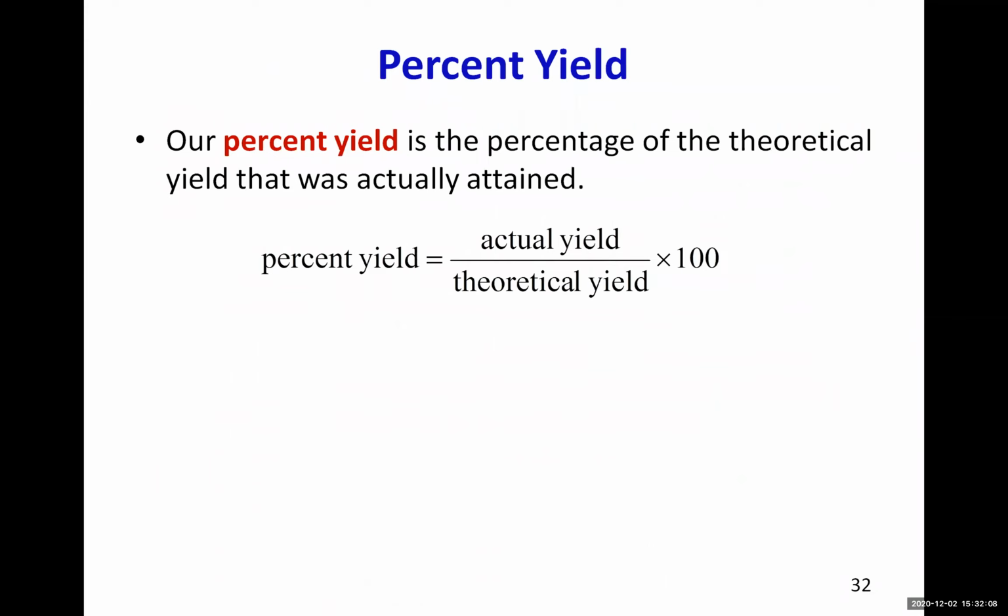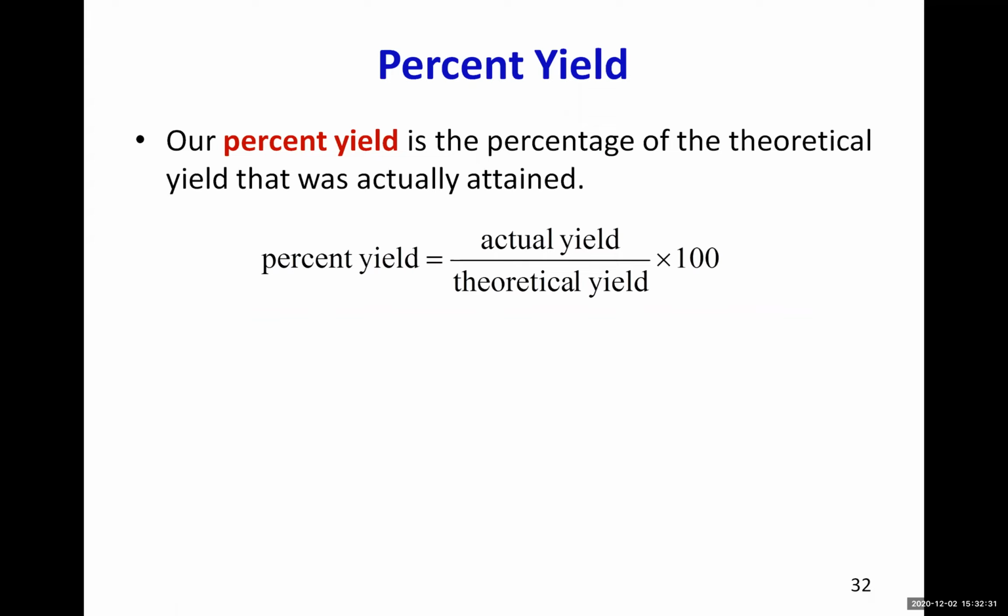So from that, then we can calculate the percent yield. Our percent yield is the percentage of the theoretical yield that was actually attained. And so the formula for the percent yield is the actual yield over the theoretical yield times 100. It's a percentage, so that's why you need to multiply by 100.